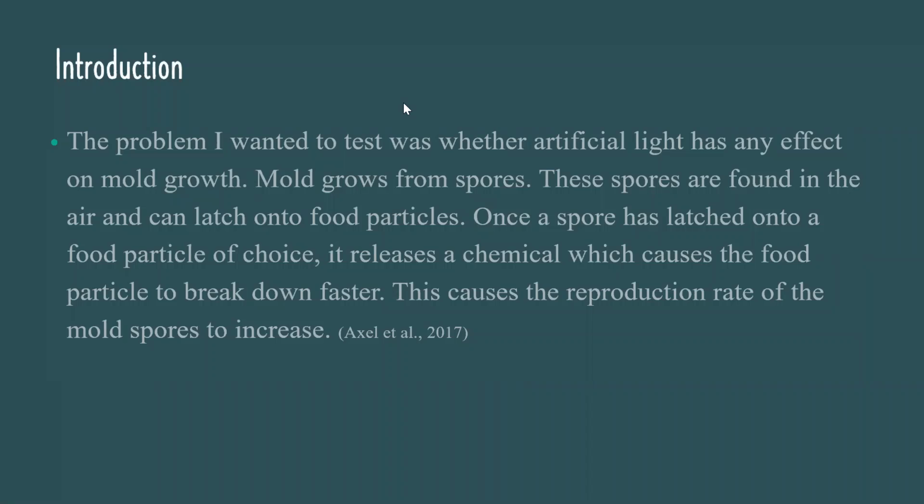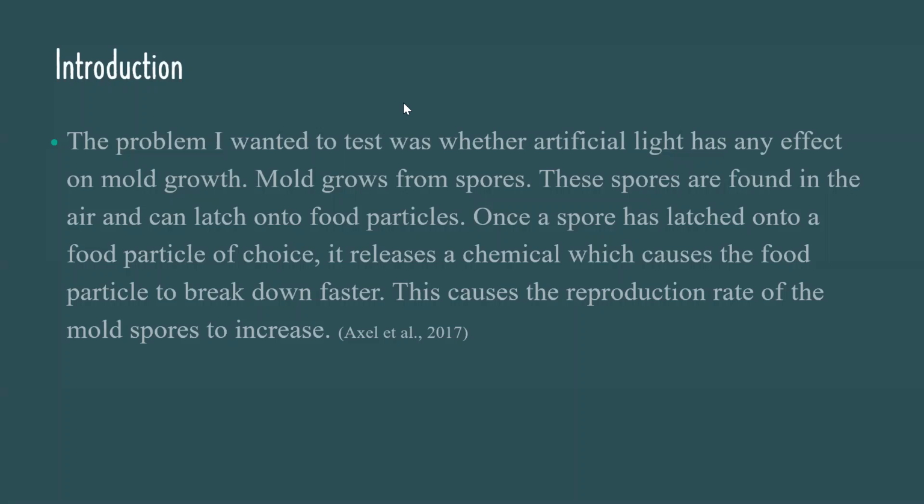Introduction. The problem I wanted to test was whether artificial light has any effect on mold growth. Mold grows from spores, and these spores are in the air and can latch onto food particles. Once a spore has latched onto a food particle of choice, it releases a chemical which causes the food particle to break down faster. This causes the reproduction rate of the mold spores to increase. And this is according to Axel et al. 2017 article, the reference of which will be at the end.